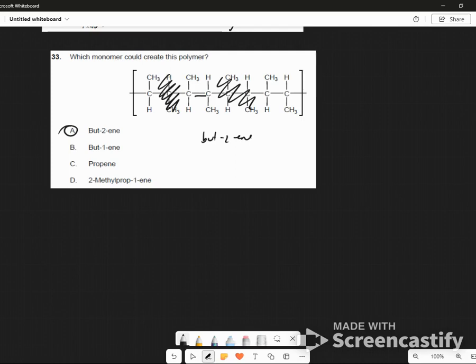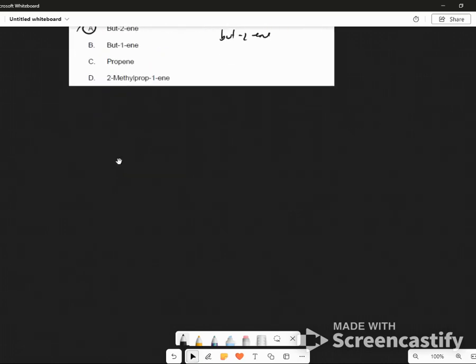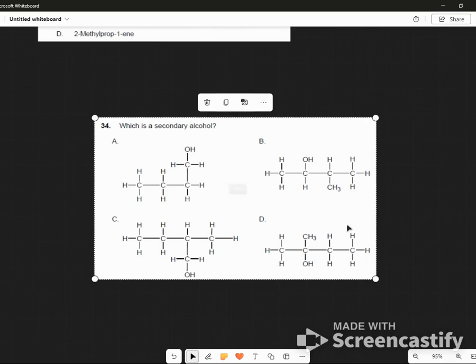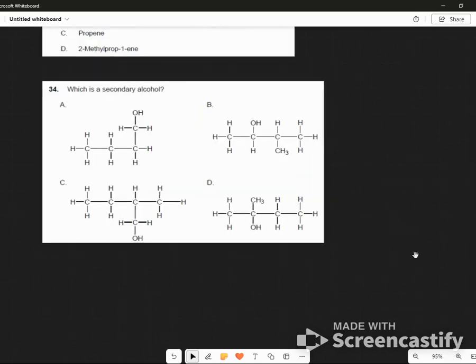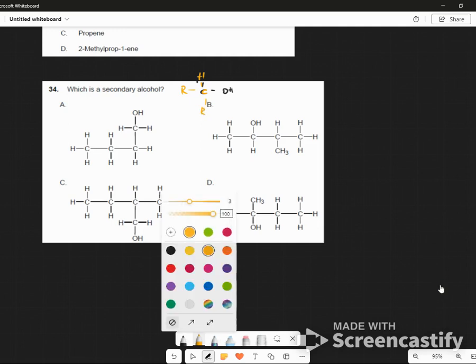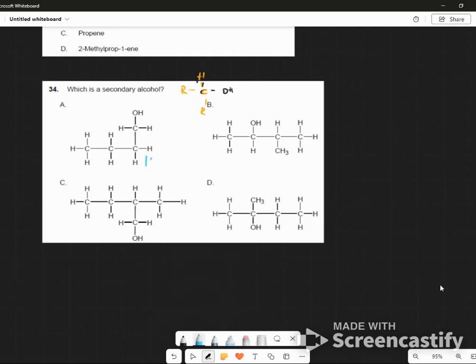Next. This is a nice easy one as well. Which one is a secondary alcohol? For a secondary alcohol, the OH must be connected to a C, connected to an H, and then 2 R groups. This one is a primary. A is a primary. This is a secondary. This is a primary. And this is a tertiary. So the answer is B.